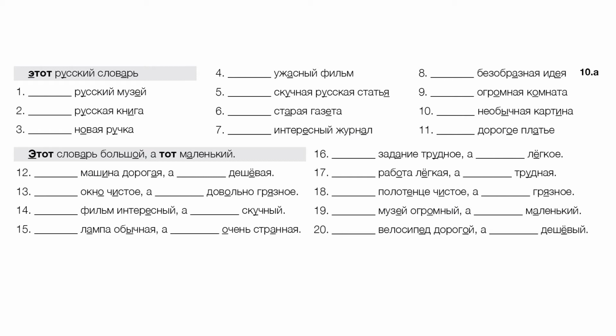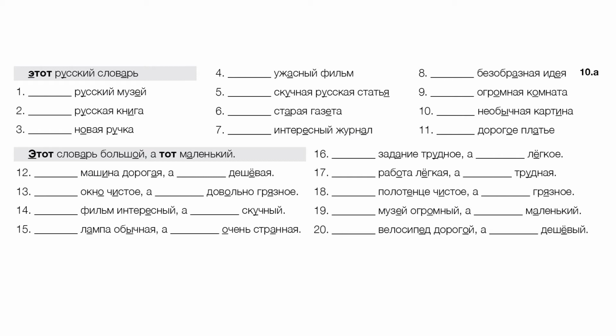Okay, now let's do some contrasts. Here we would use тот, та, то for that in this emphatic way. So for example, этот словарь большой, а тот маленький. This dictionary is big while that one is small. Remember the use of а there. We could translate it as whereas or while. This dictionary is large while that one is small.